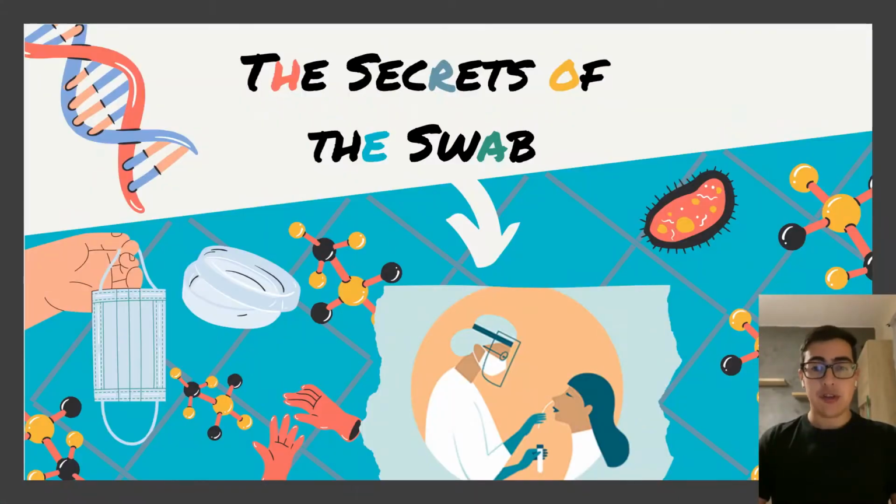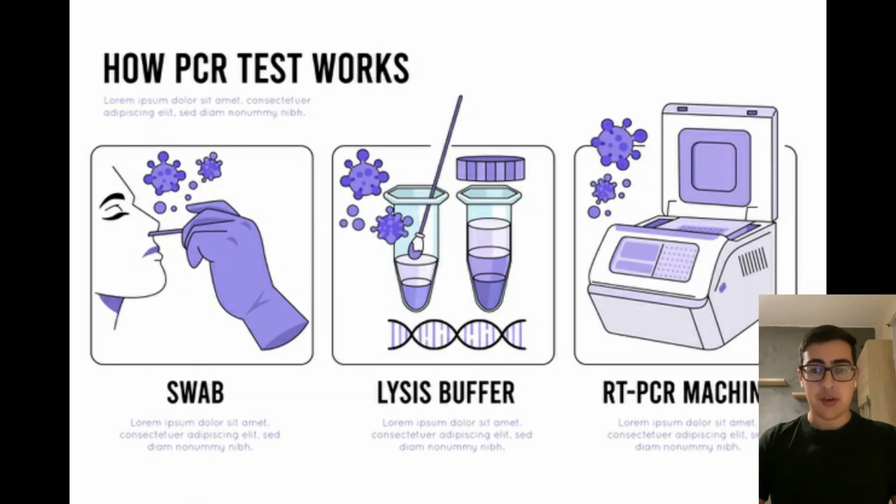The polymerase chain reaction, otherwise known as PCR, is a procedure used to amplify the amount of DNA within a sample, meaning to multiply it. We use PCR to detect the presence of DNA and also to analyze it. The swab test works using PCR.